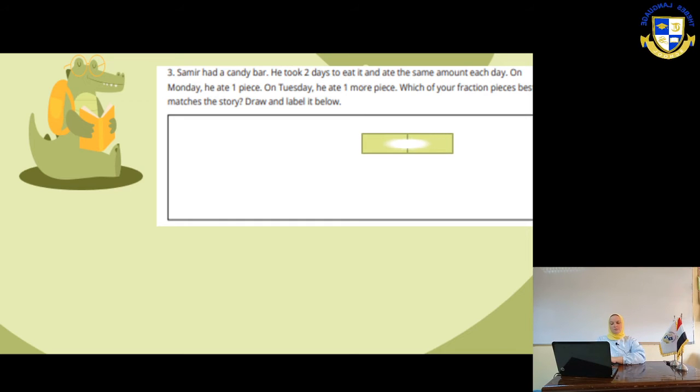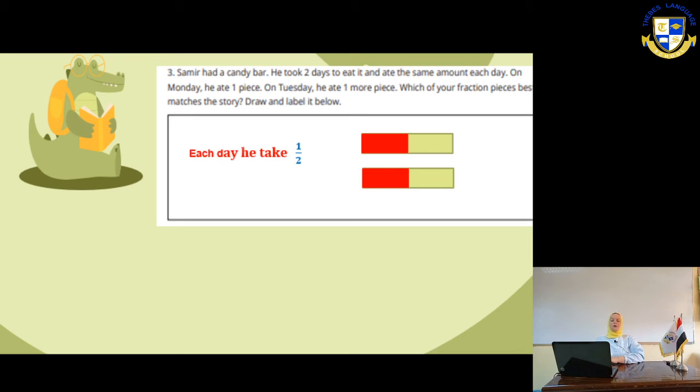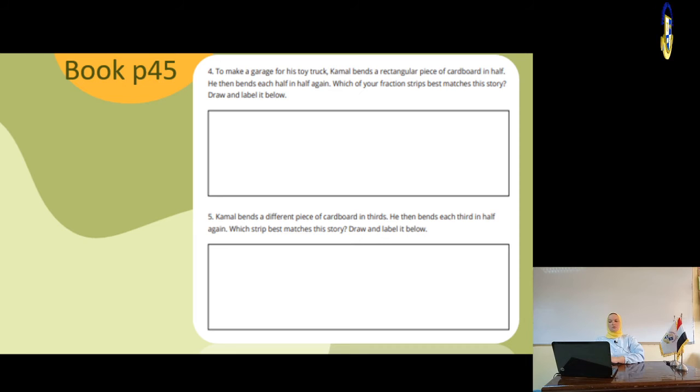2 equal parts means 2 parts. So we cut the whole one into 2 equal parts. So we are going to draw a fraction strip and divide it into 2 equal parts. Shade 1 part, so this 1 part is called half. Okay, now in the next page, book page 45. Number 4, to make a garage for his toy truck, Kamal bends a rectangular piece of cardboard in half. He then bends each half into half again. Which of your fraction strips best match this story?